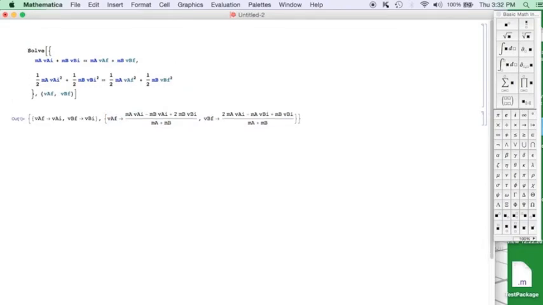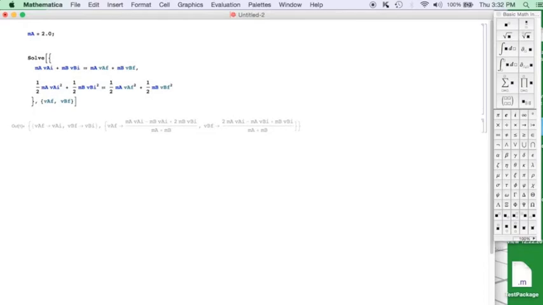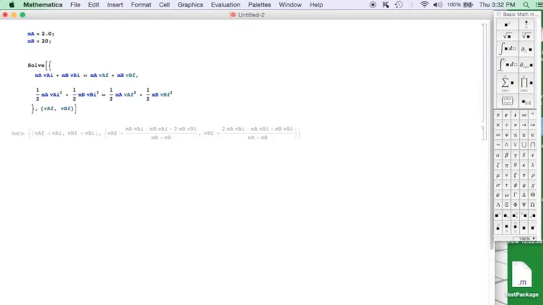So we know that the mass of A, I had given you, was 2 kilograms. So I'm going to write mass A is 2. I do not want to put the kilograms in here because there is a way to work with units in Mathematica, but it's a bit complicated. So we're going to skip the units for now. We'll just assume that we're working in kilograms. Mass B, we said, was 20 kilograms, so I'll just write mass B is 20.